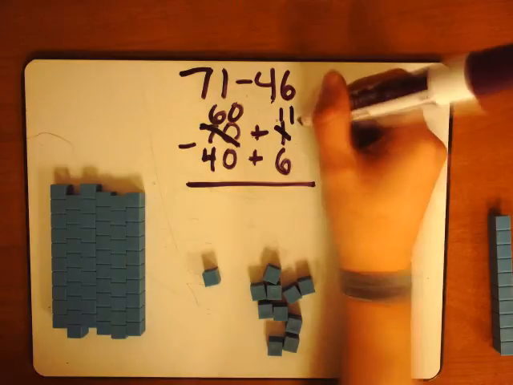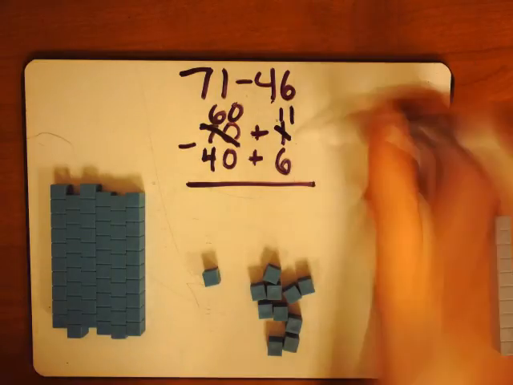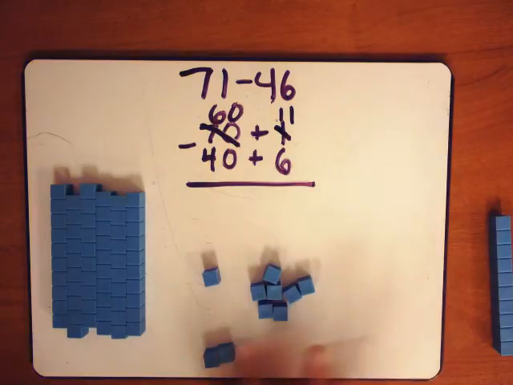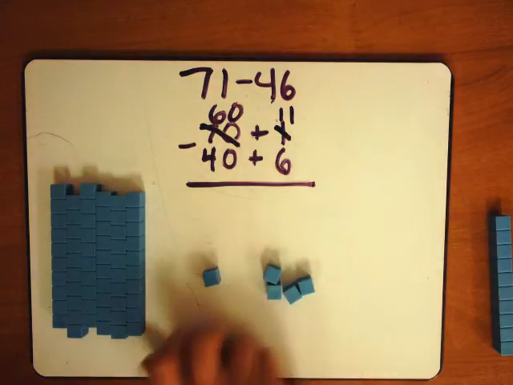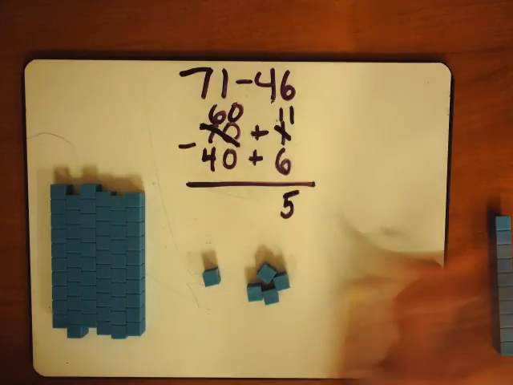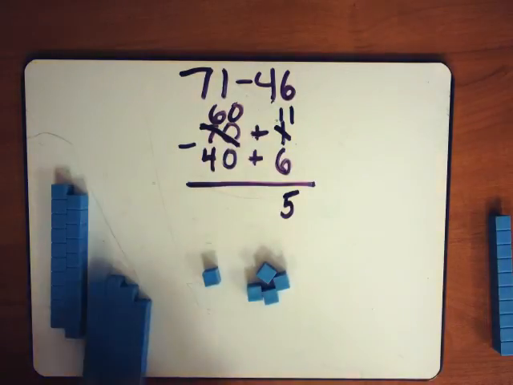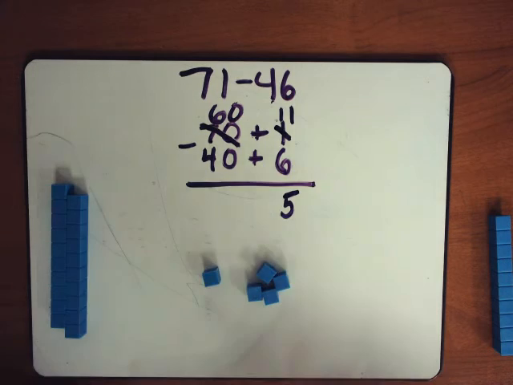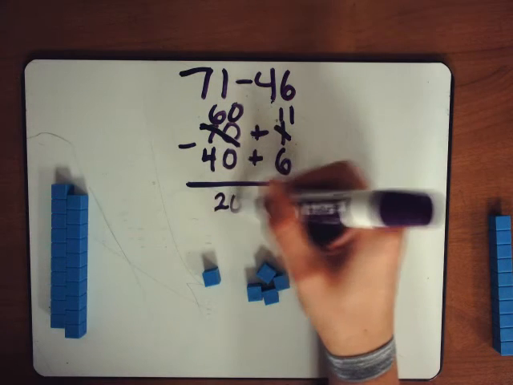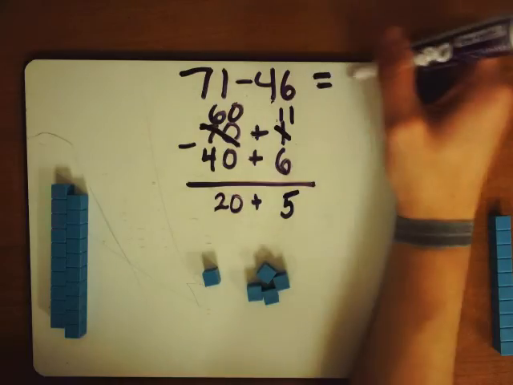Now I can go ahead and take a look. We're on top, no need to stop. So 11 minus 6 is equal to 5. And 6 minus 4, or 60 minus 40, is 20. Right? Total of 25.